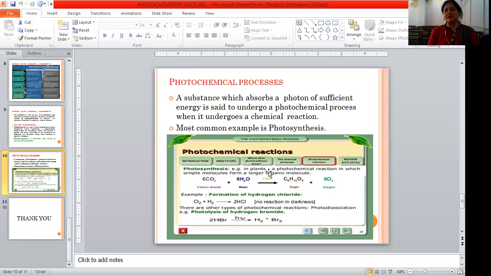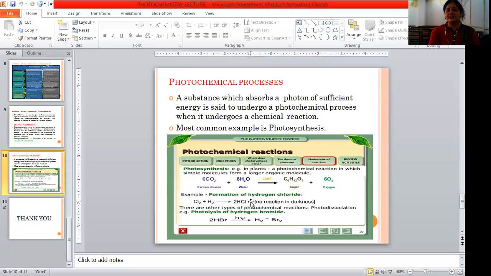In photosynthesis, the carbon dioxide which is present in the atmosphere combines with the water vapors which are present in the atmosphere, and in presence of sunlight, the chlorophyll which is present in the plants converts the carbon dioxide and water into glucose and oxygen. This oxygen is taken up by us for breathing, and this glucose is used by the plants as a source of food. So in a photochemical reaction, the starting molecules or the reactants are different from the products. It means they have undergone some chemical change.